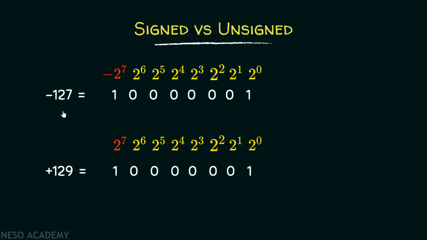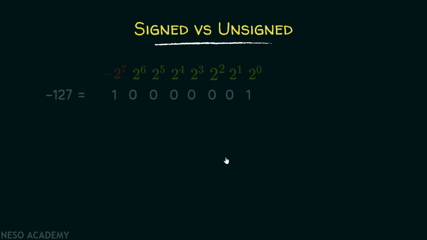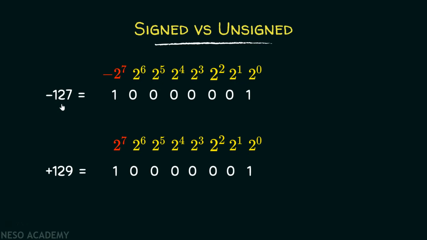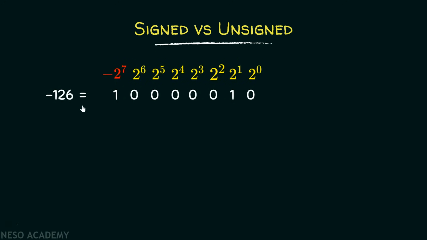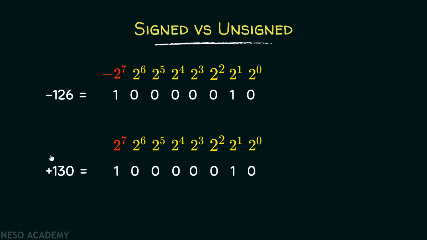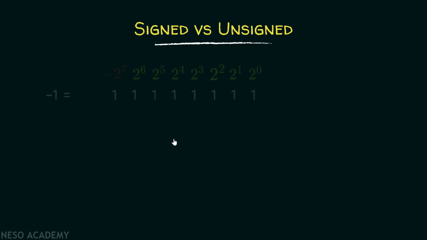So adding these two values together will give us the answer plus 129. As you can observe, these two values are equal, as in the previous case. Minus 128 and plus 128 both have equal binary representations. Similarly, minus 127 and plus 129 have similar binary representations. If I would like to represent minus 126, this would be the binary representation, and for plus 130, this would be the binary representation. Both are equal.